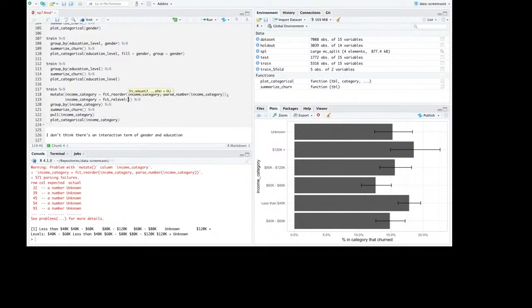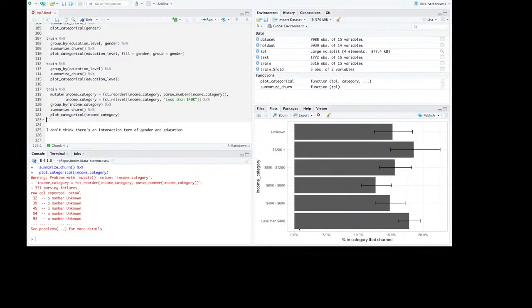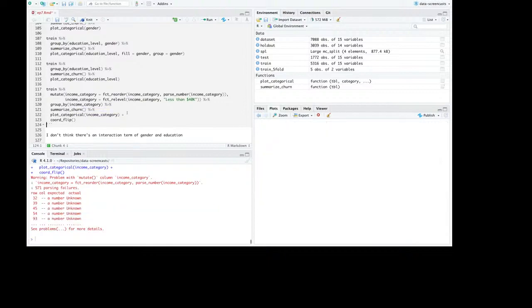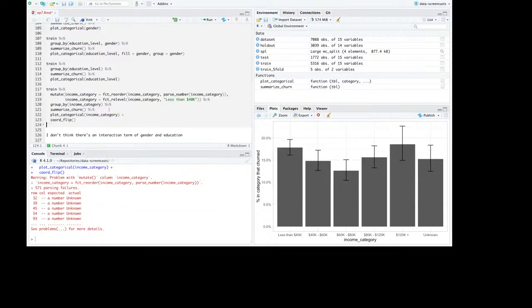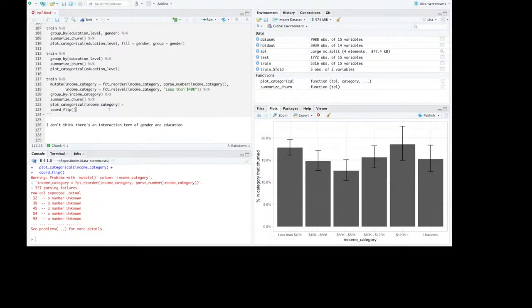fct_relevel income category less than 40K. I need to put that as its own category, and yeah, that's going to be better. Here you go. Maybe there's a trend. It's pretty hard to see. What if I coord_flip it? Yeah, I like this one more. That's happened sometimes. And yeah, let's do a couple more things.